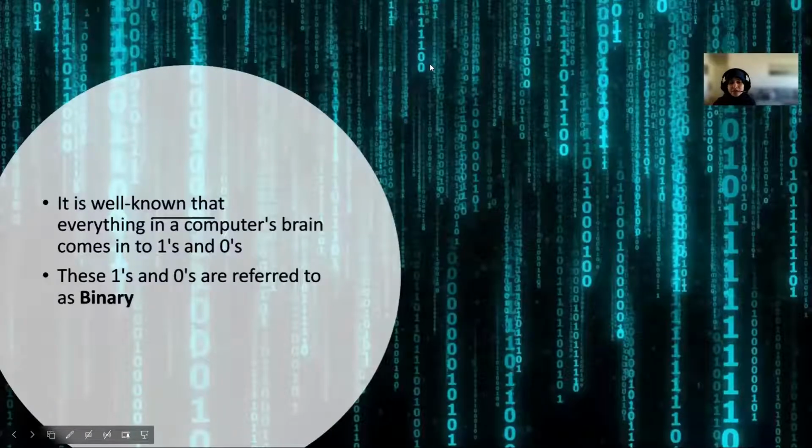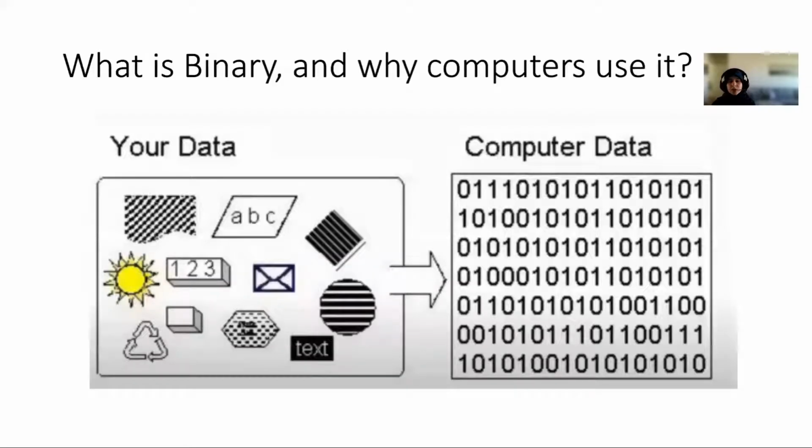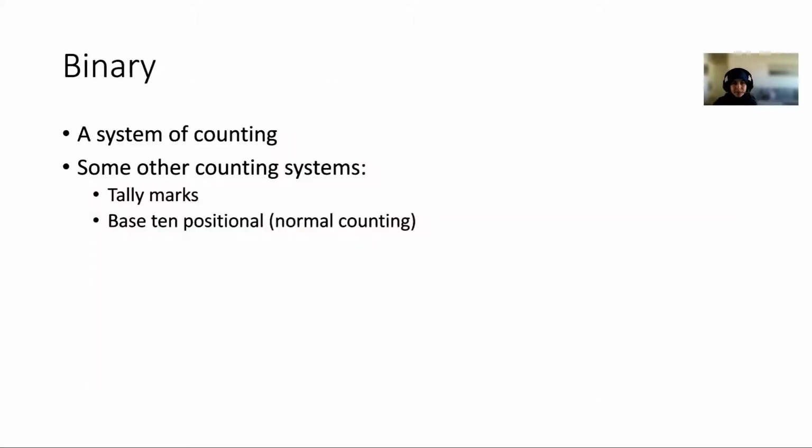It is well known that every computer is working with zeros and ones. But what are these zeros and ones? They are referred to as binary numbers. But what is binary and why do computers use them? How do computers convert all the information, being images, music, numbers, etc., to zeros and ones? Binary is simply a system of counting.